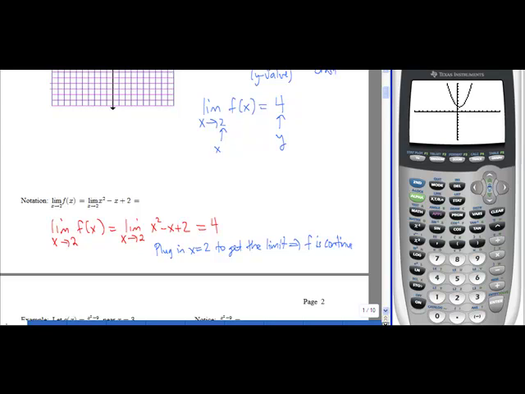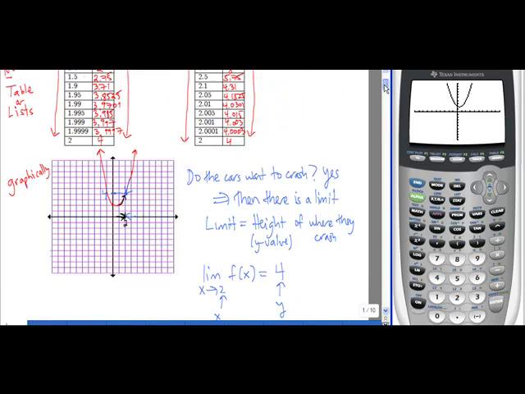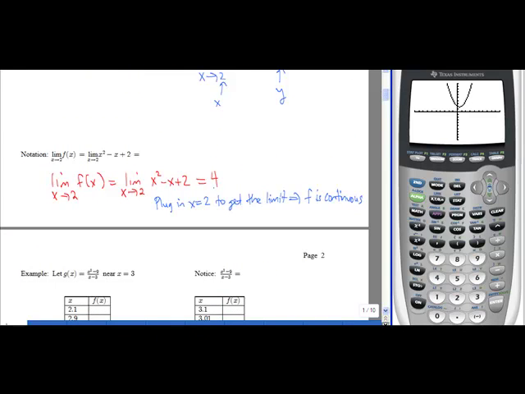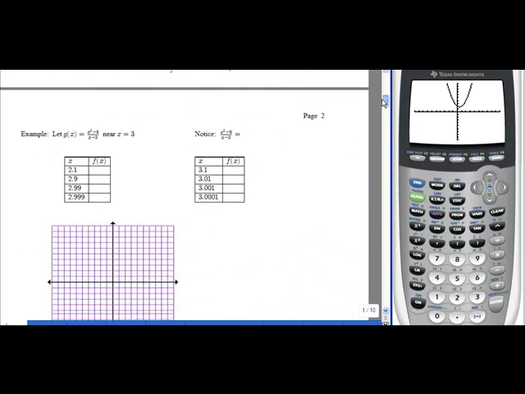And we're going to talk more about continuity in a future lecture, but it's a nice property to have because it means we could avoid having to make all of these graphs and making these yucky tables up here. We could avoid all of this work and know that our answer would have just been plugging in 2 and getting 4 for an answer. So it helps us to avoid some of the messy work if our function is continuous.